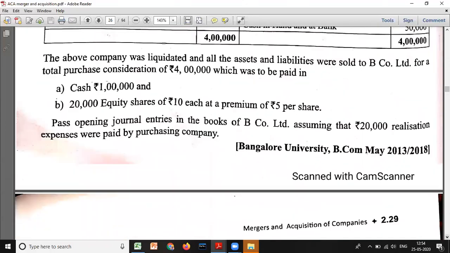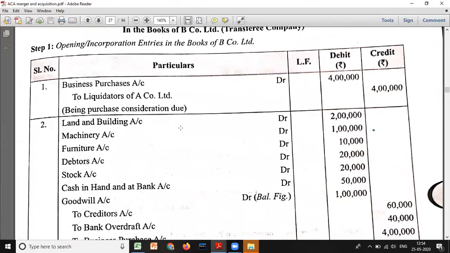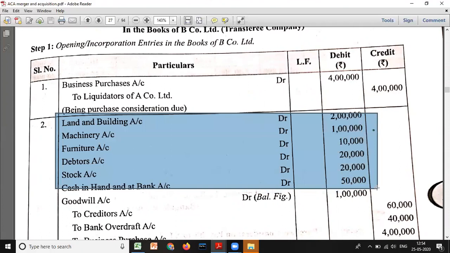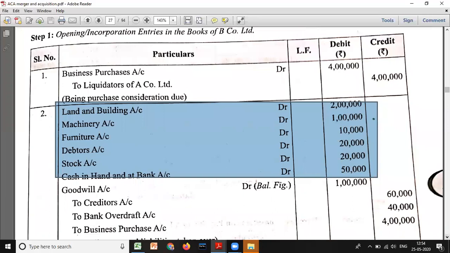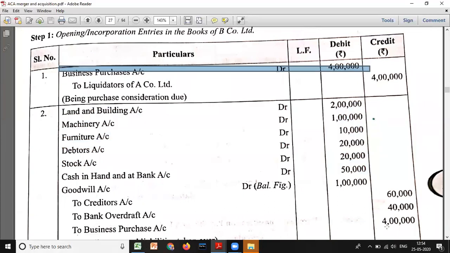Now look at the second journal entry. Assets taken over: land and building, machinery, furniture, debtors, stock, and cash in hand, bank. Please keep in mind when you're passing incorporation entries, you always have to leave one line space, one row, because we may get goodwill or capital reserve. So you have to write all these assets. After writing that, you have to leave one line space. We'll write liabilities, that is creditors and bank overdraft 60 and 40 respectively, and business purchase account, which is debited here, will be credited in the second journal entry. So business purchase account is 4 lakh.